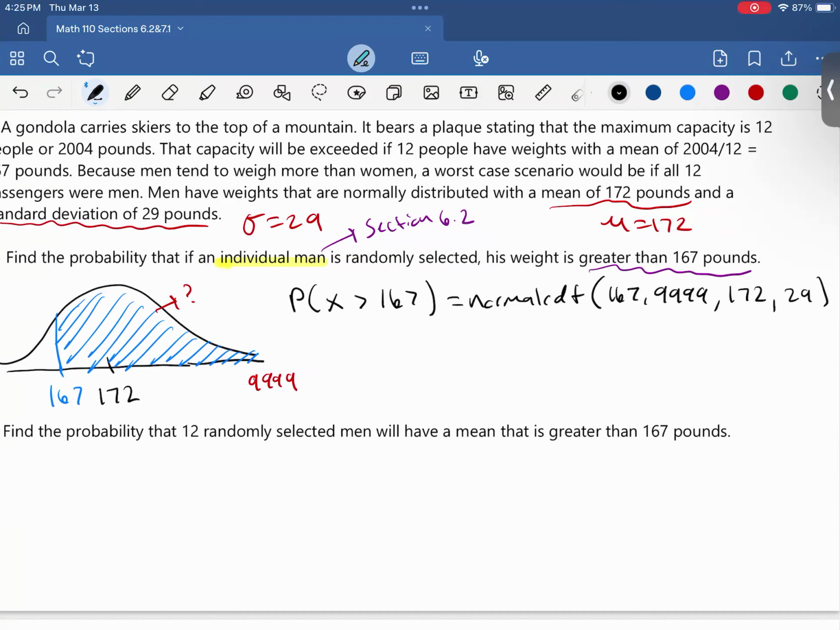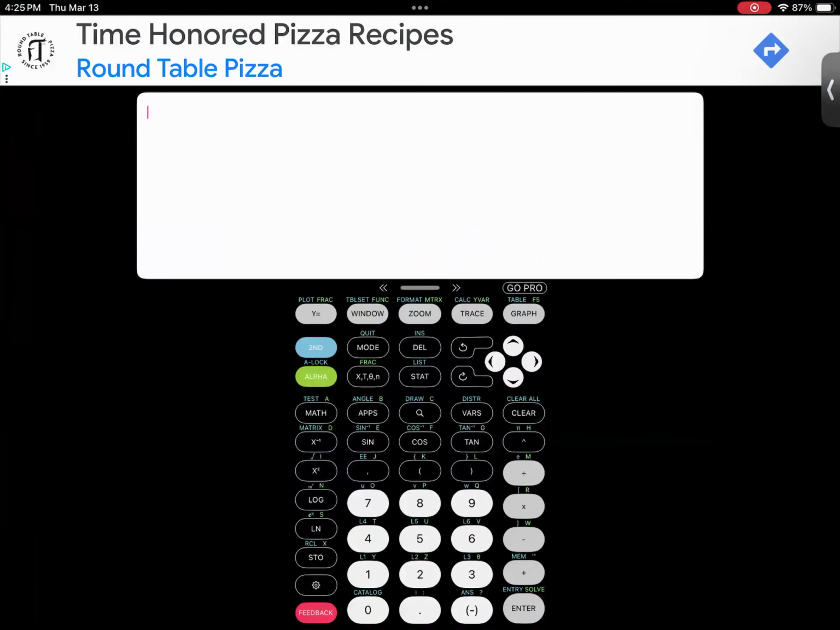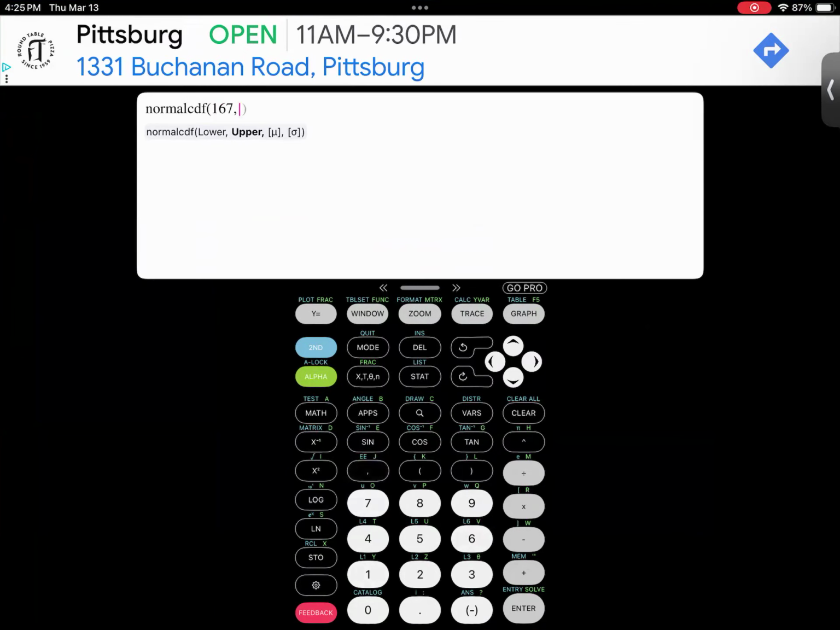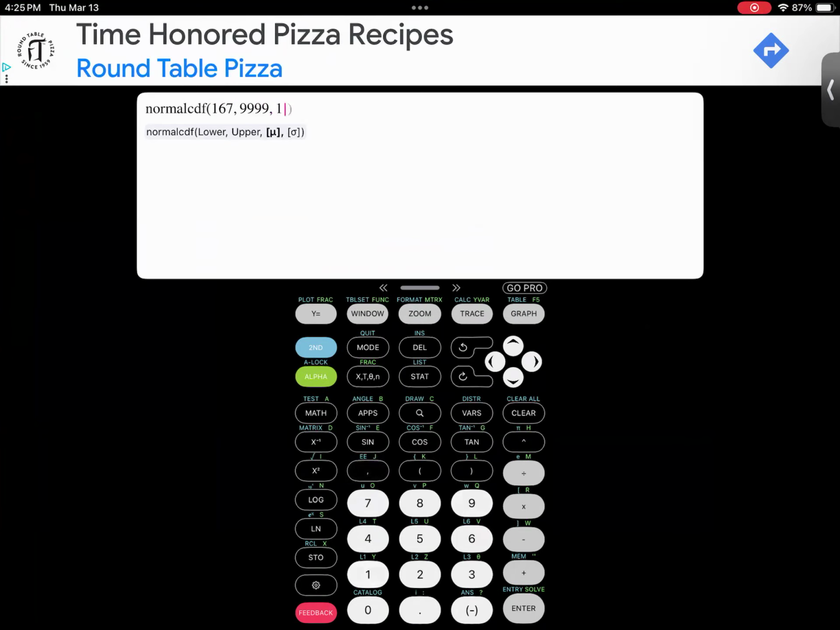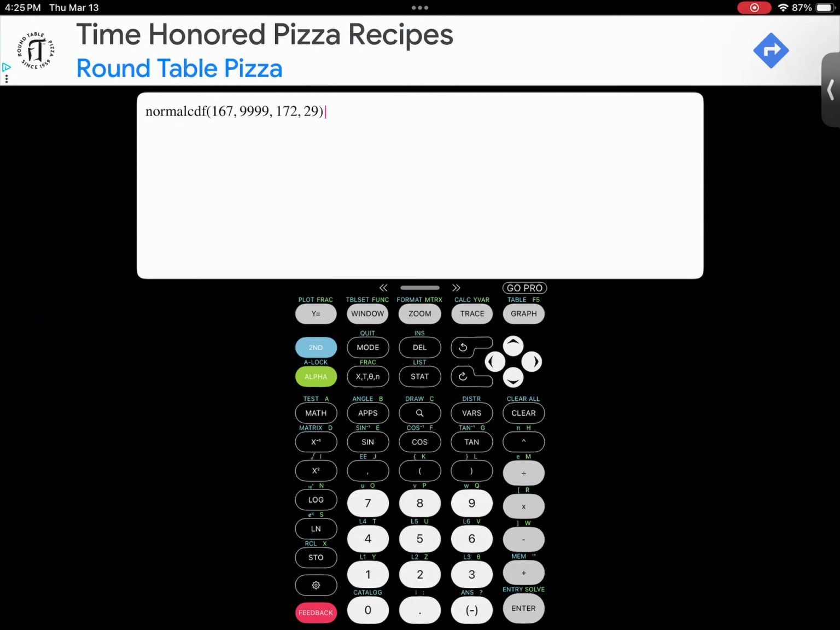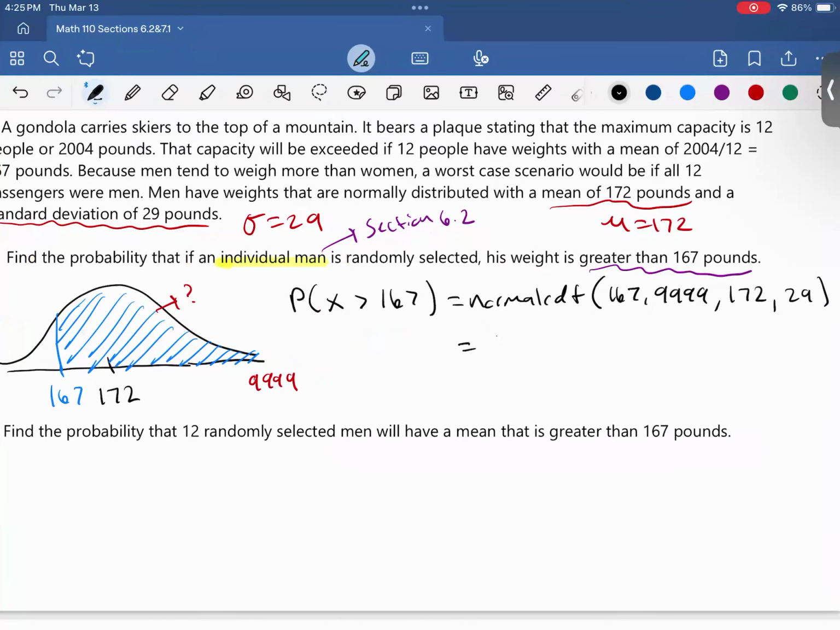Let's go ahead and calculate what that probability would be. Second distribution, normal CDF, we have 167, 9999, 172, and 29. We hit enter and we get our probability, 0.5684. Let's write that down. So we get 0.5684, and that is our probability of one man weighing greater than 167 pounds. So a man has a good chance of weighing that, because it's greater than 50%.